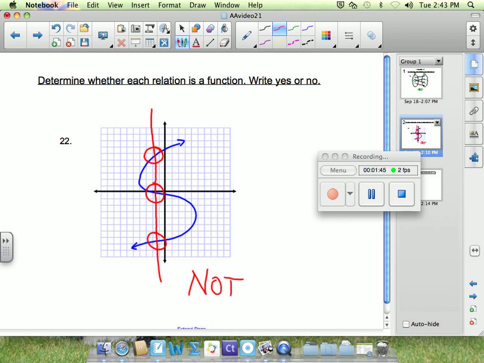If the vertical line would only hit one part of the graph, then it would be a function. But this vertical line hits 3, so 22 is not a function.